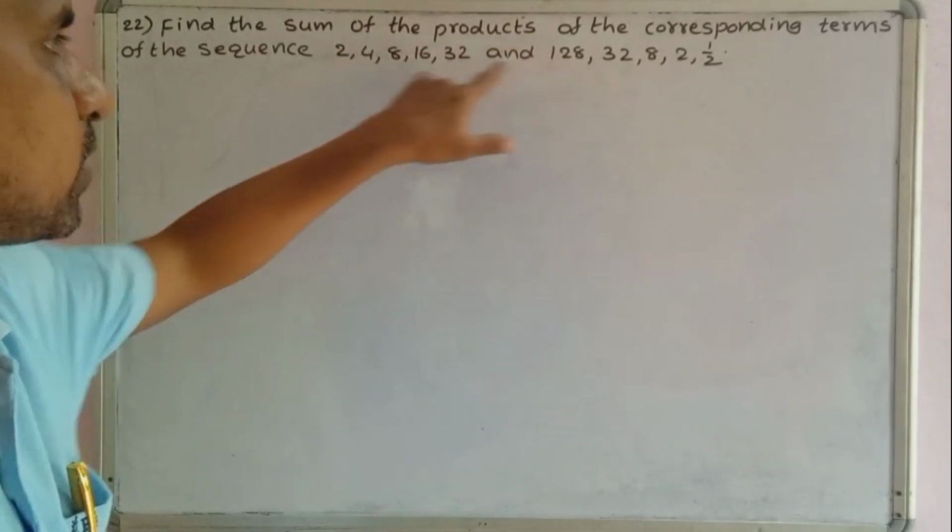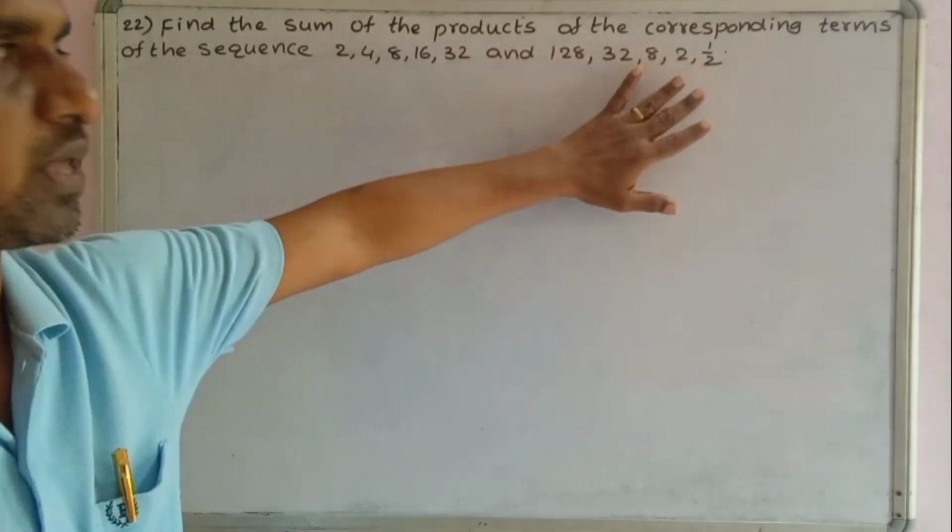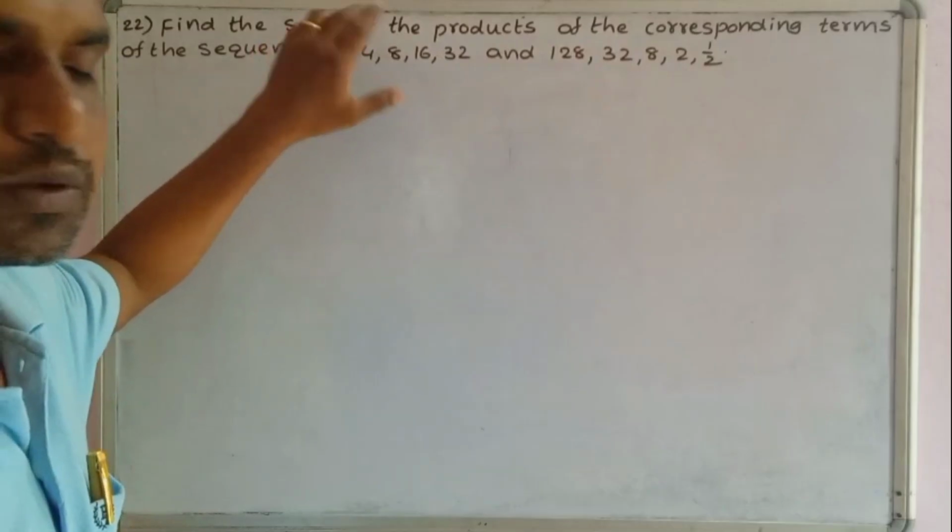2 times 128, 4 times 32, third term, fourth term, fifth term. Then what do we do? We sum them. The sum of the products that come out, you have to tell how much it is. Okay, see the solution.